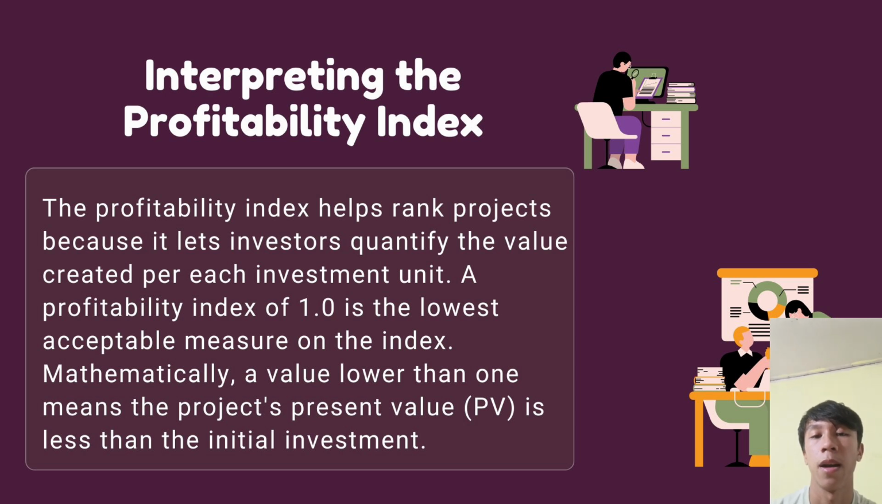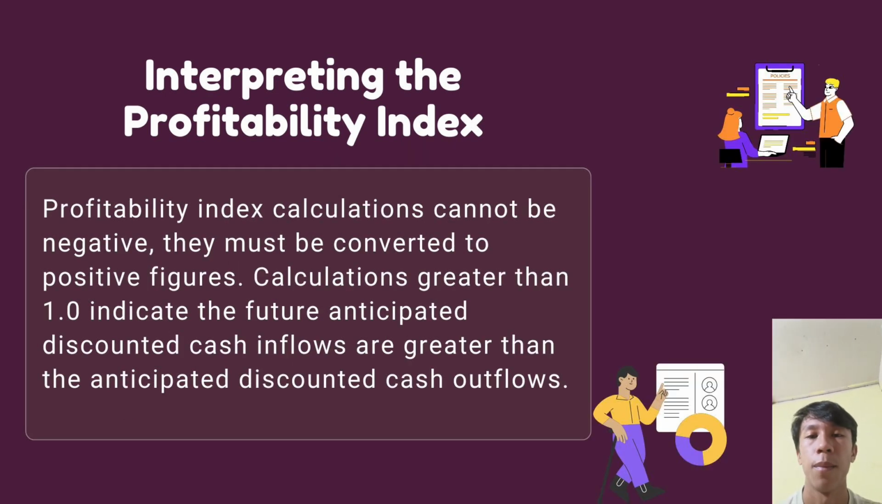It means it creates more value than it costs. Also, the profitability index is a calculation that cannot be negative. Negative figures must be converted to positive figures. So in this example, a calculation greater than 1.0 indicates that the anticipated discounted cash inflows are greater than the anticipated discounted cash outflows.